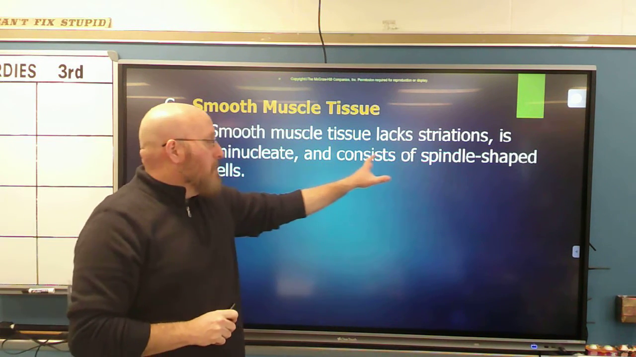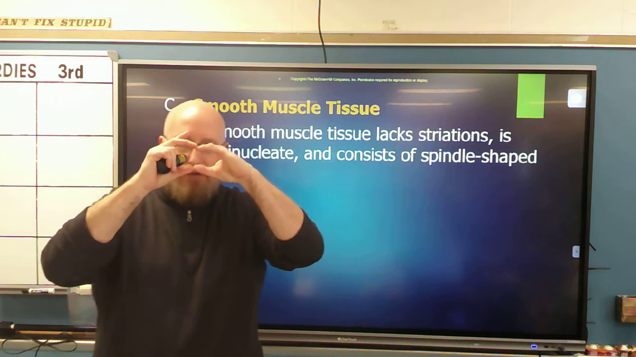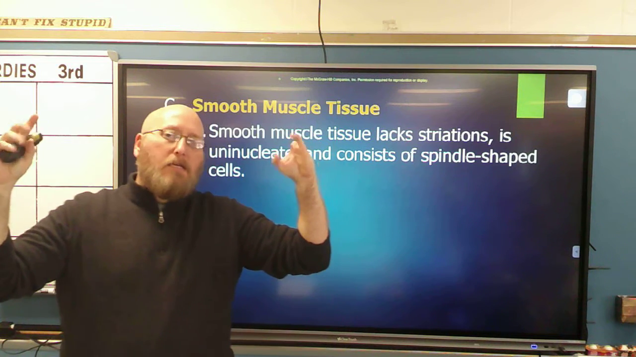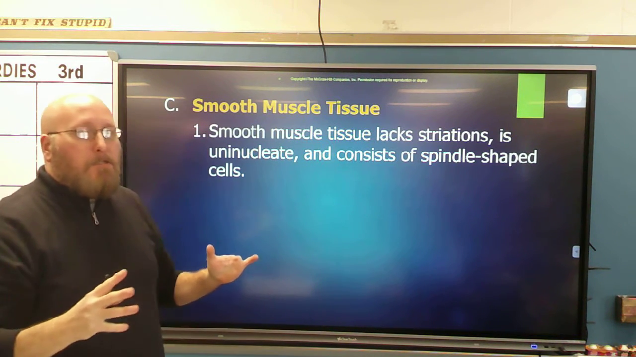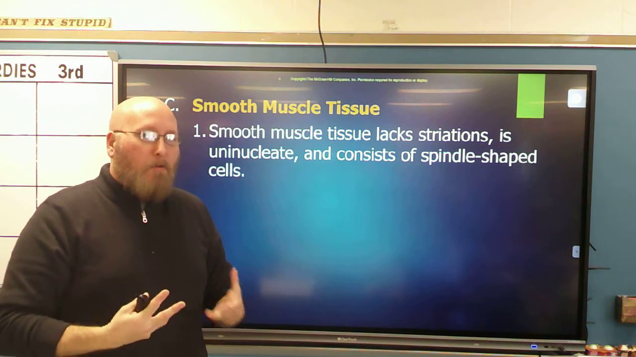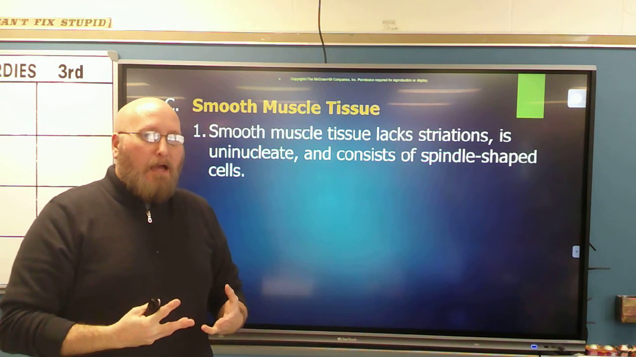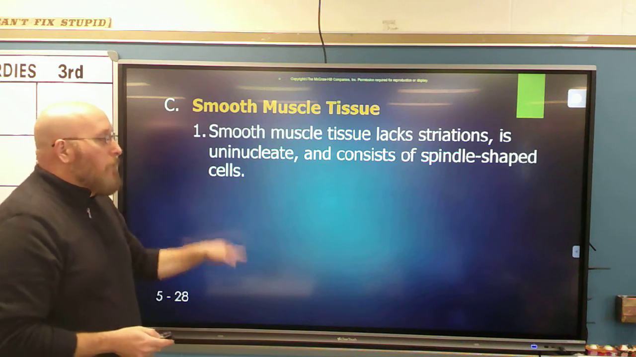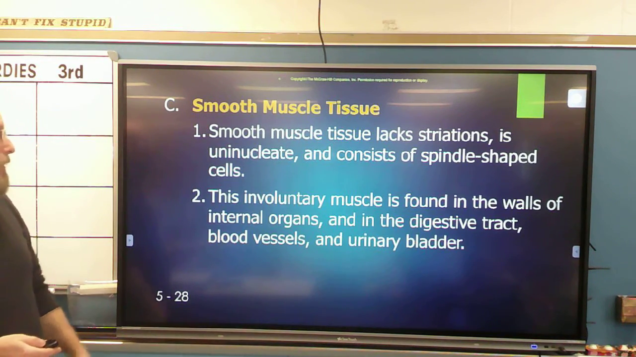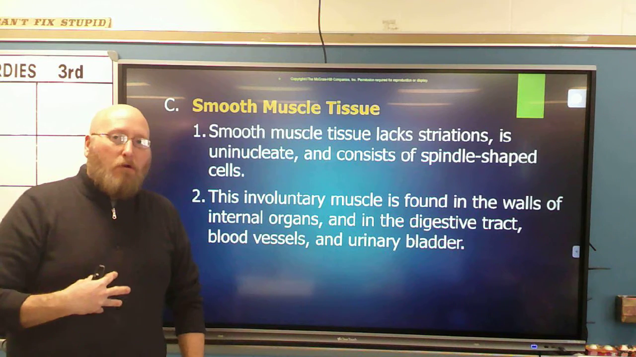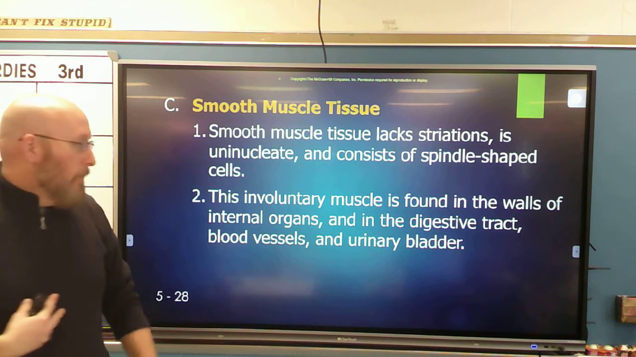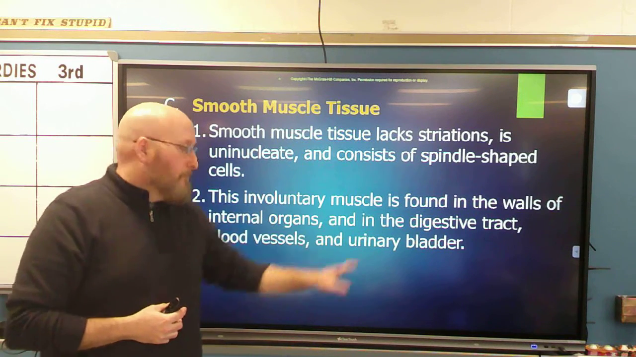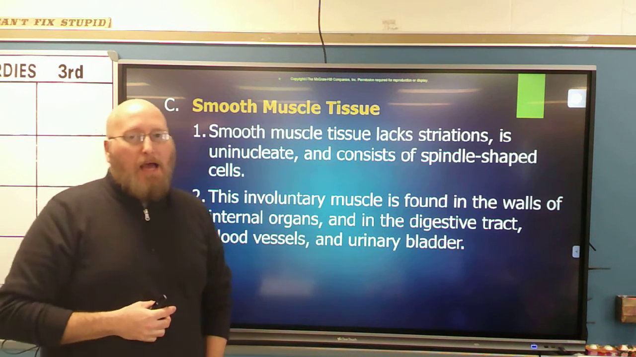And its shape is more of a spindle shape. It's big in the center and comes to a point on each end, okay? That's what a spindle is. So these are kind of odd looking shaped ones. So when you start thinking about them, how do they work? Well, they're not like skeletal muscle where you can move skeletal really quickly. These are slow moving cells, okay? It's involuntary, which means you don't have any control over it. It's found in the walls of your internal organs, the digestive tract, blood vessels, and even the bladder.